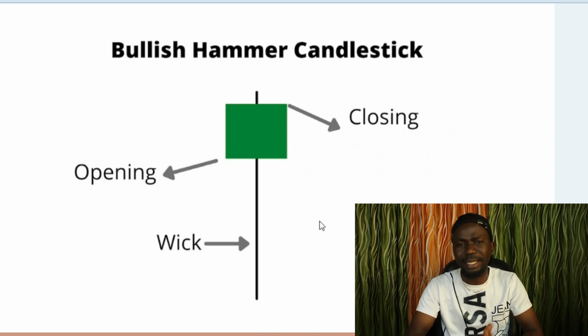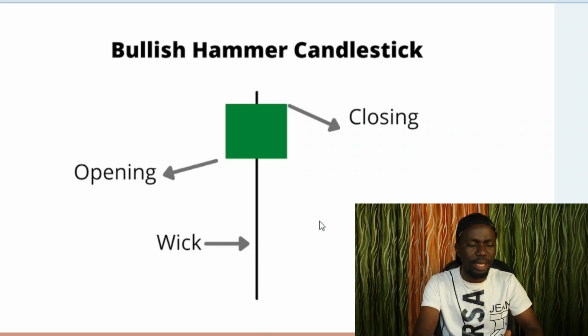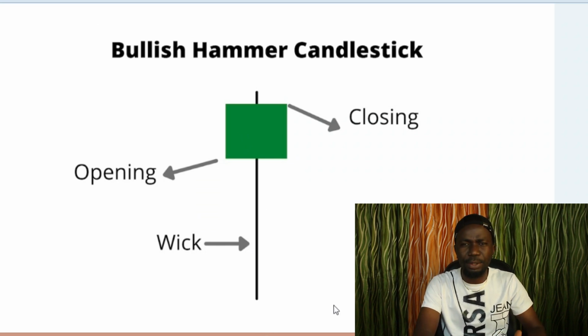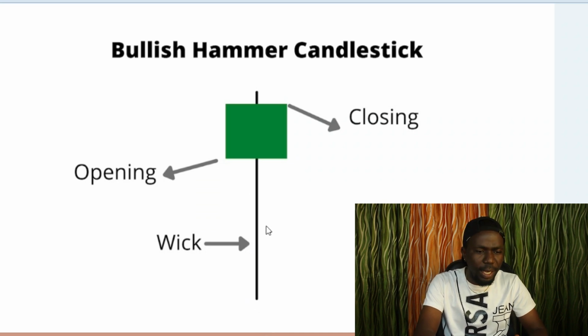It tells you that the sellers are weak, they are not able to push the price down, and the buyers are strong. So that is why you get this candlestick pattern. Formerly the price was in a downtrend, right? And when it got to a support level, what happened? The price got rejected. So that is why you see this long wick, right?